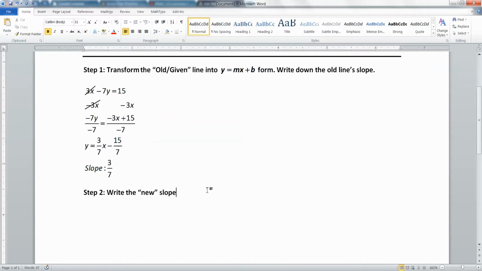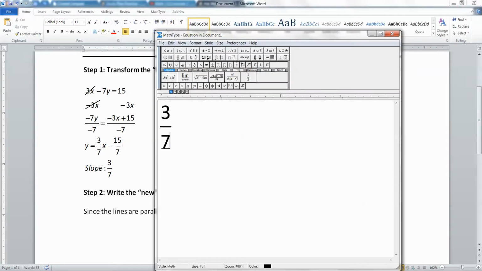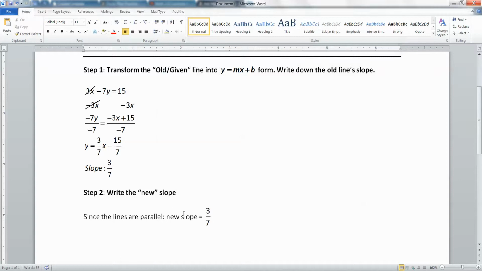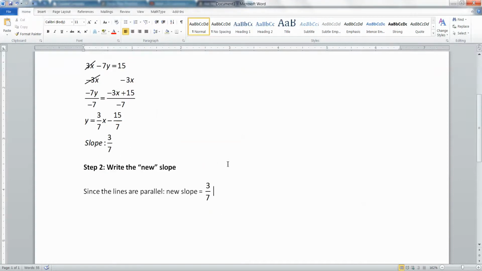Okay? Now, step 2, write the new slope. Well, since the lines are parallel, the new slope is equal to 3/7, because we were doing parallel lines. If they're perpendicular, it would have been negative 7/3. Right? Opposite sign, flip the fraction.